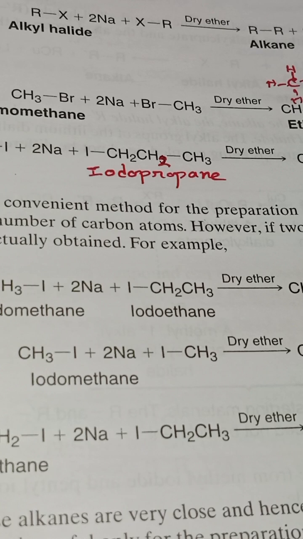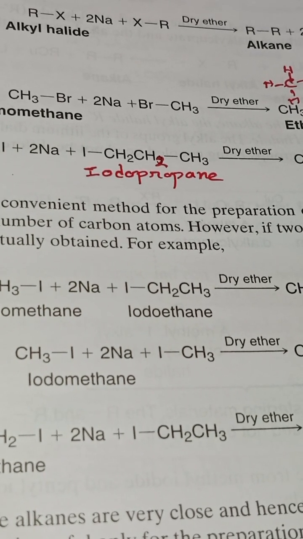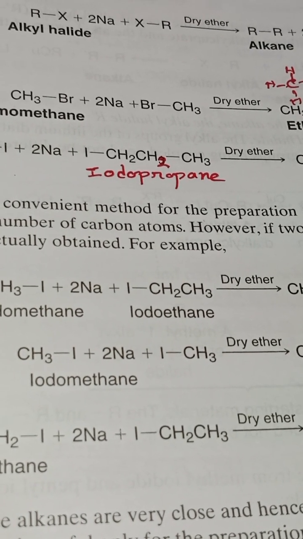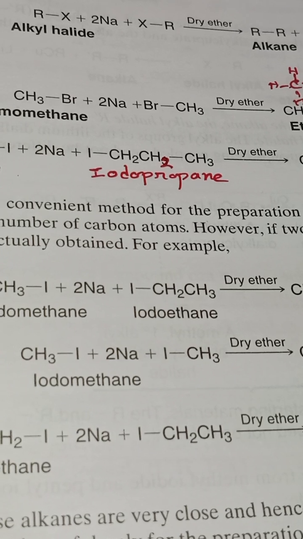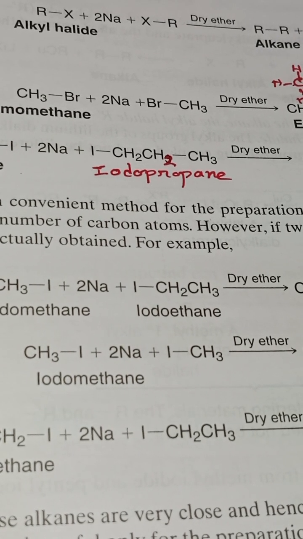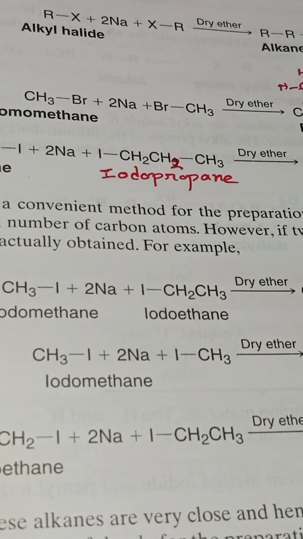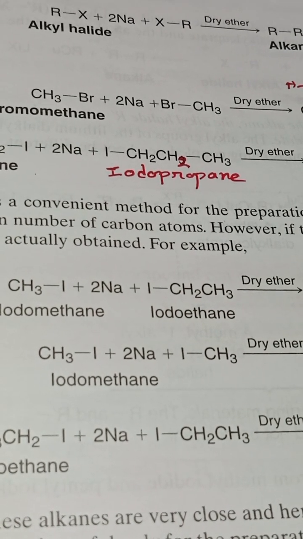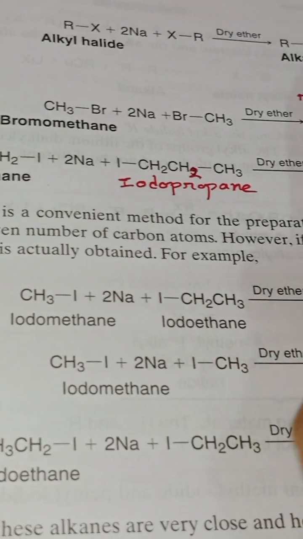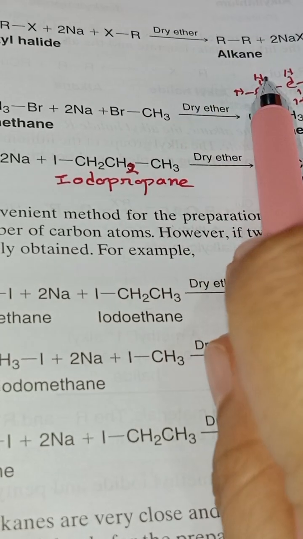Because sodium, lithium, and Grignard reagent are highly reactive in nature. That means they can react with water or oxygen present in the solvent. Then what will happen? The desired reaction will not take place. To avoid this problem, we use dry ether as a solvent.